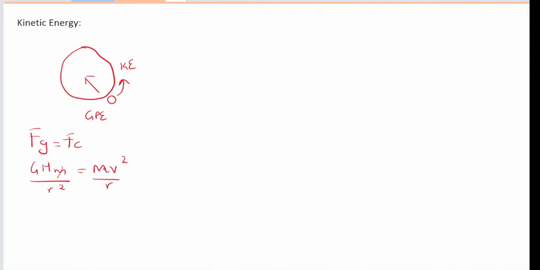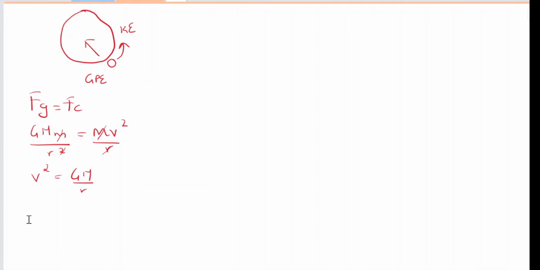Then when we cancel this, this, this, and this, you are left with v squared equals GM over R. And then we can get v as the square root of GM over R. Now, why did I do this? Why did I calculate v?